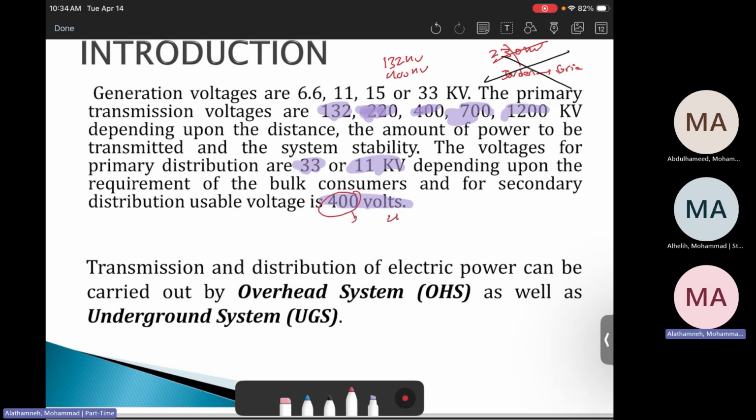Why do we say it's 400 volts? 400 volts or 0.4 kilovolts, because when you divide by the square root of 3, it will be 230 volts. This is line to neutral, while the other value is line to line. Then there is the overhead system, as I said, and there are underground systems. That's how we do the transmission and distribution.